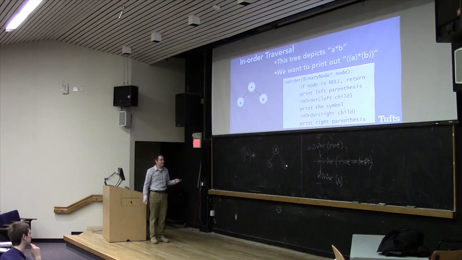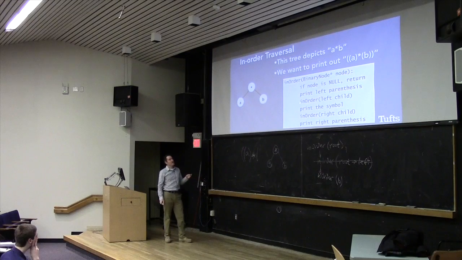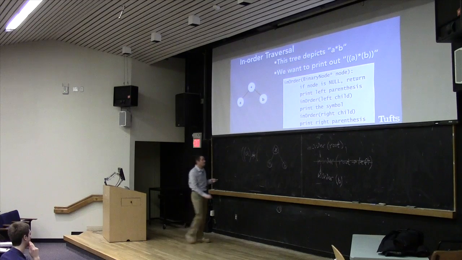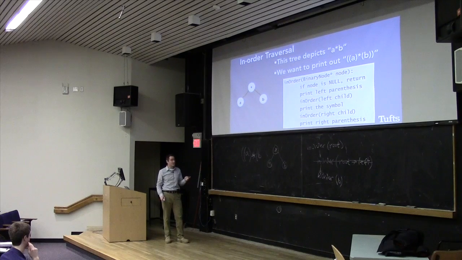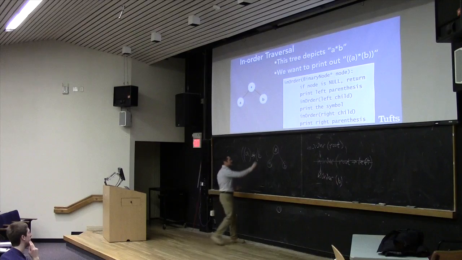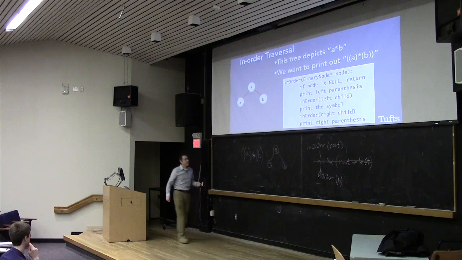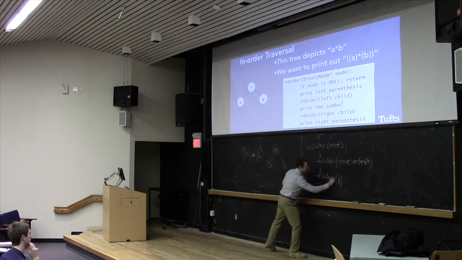Now B starts over. Same deal. It gets to if node is null, it's not, it doesn't return. Print left parenthesis. Then it does in order left child, no left child, return from the left child function. Then it says print the symbol, B. In order right child, same deal, it's null. There is no right child of B. So we are done with the in order right child for B. Print right parenthesis.